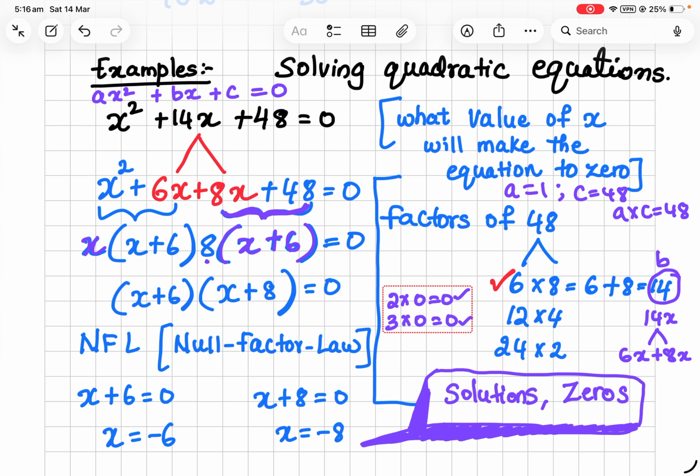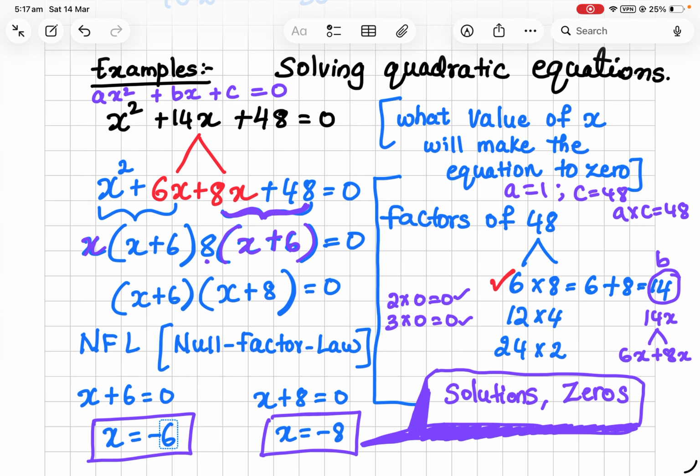So if x plus 6 equals 0, then x is minus 6. You should know how to solve one-step equations. The same thing. x plus 8 is going to be 0, so then x is negative 8. So at these two values of x, which is x equals negative 6 and x equals negative 8, your quadratic equation is going to become 0.